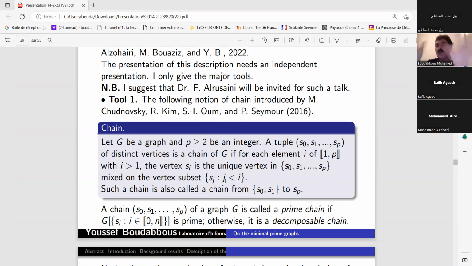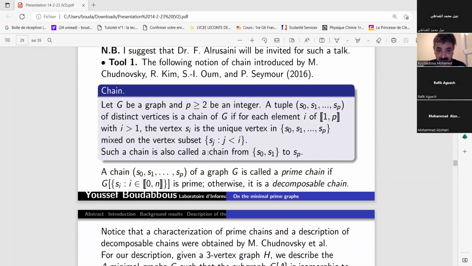Thus, V0, V1 are arbitrary. V2 is, for example, adjacent to V1 but non-adjacent to V0. V3 is adjacent or non-adjacent to V2, and it has the same behavior with V0, V1. Okay? The structure is easy. From V2, we have two choices. For V5, we have two cases: either V5 is adjacent to V4 and non-adjacent to V0, V1, V2, V3, or V5 is non-adjacent to V4 and adjacent to all V0, V1, V2, and V3.